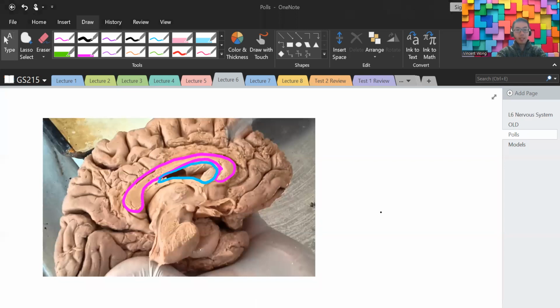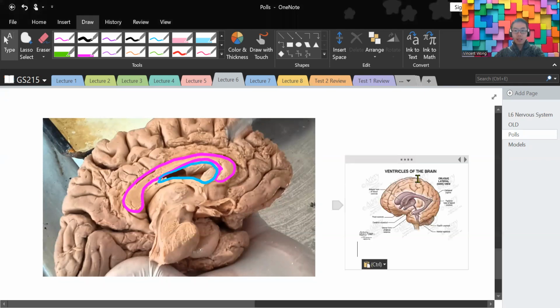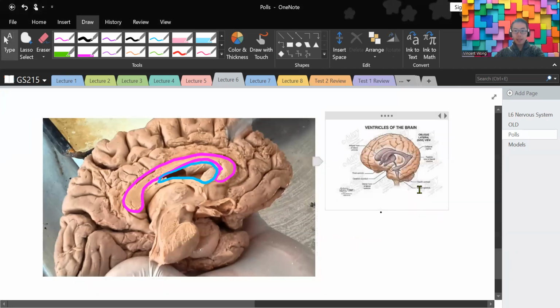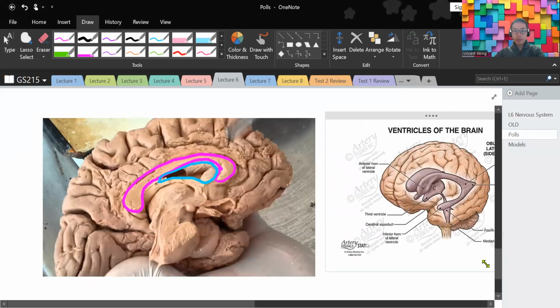Maybe let me see if I can find a picture. Lateral ventricles, brain, image. Okay, so there it is. This is probably a reasonable one to use. There we go. I know you cannot see it. It's really small, but there we go.